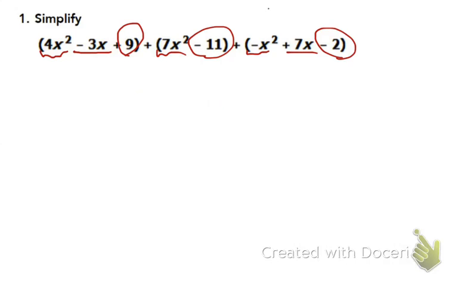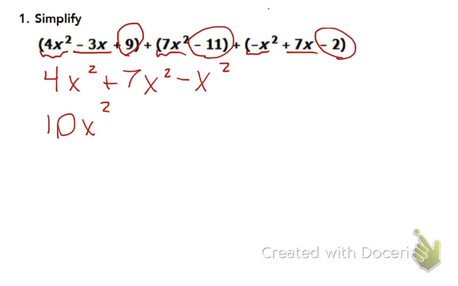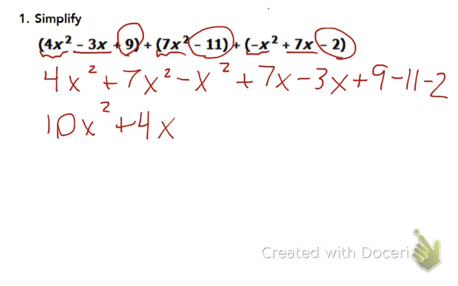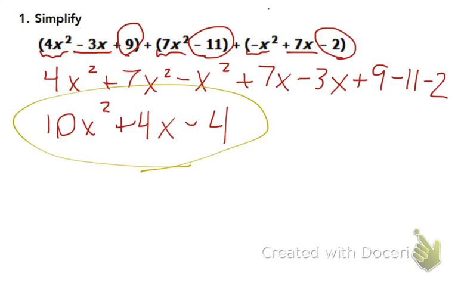So 4x squared plus 7x squared minus x squared, that's going to be 11 minus 1 is 10x squared, plus 7x minus 3x is going to be plus 4x, and then plus 9 minus 11 minus 2 is going to be minus 4. So that would be your final answer, because remember, you're just adding, so none of the exponents should change. You're just counting how many you have of each.